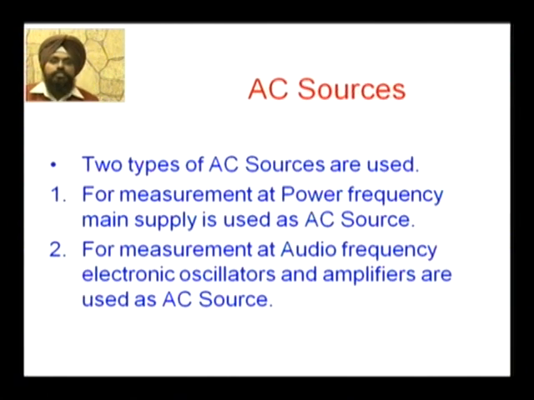If you are working at power frequency or line frequency, which is 50 hertz, there is no need of getting an electronic oscillator or AC source or amplifier. We can directly connect it from the main source, the main power, and put it directly. But if we are working at another frequency, we are not working at 50 hertz, we are working at say 2 kilohertz. Now for 2 kilohertz we will require an oscillator which will generate a signal of 2 kilohertz, then we will require its signal strength to be increased. So for that purpose we will require an amplifier. So we have two types of sources.